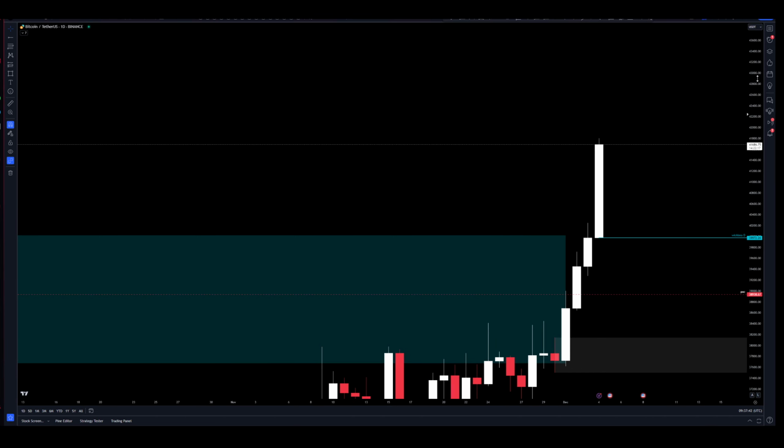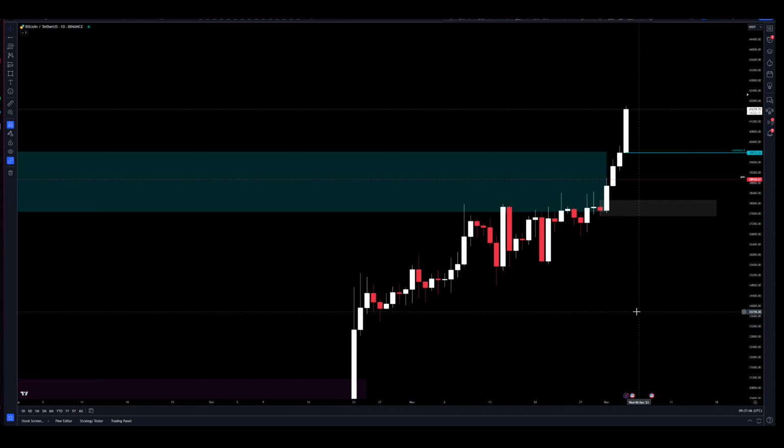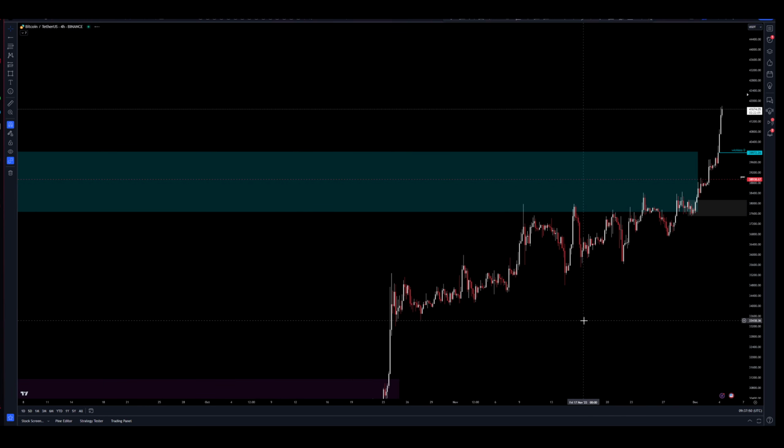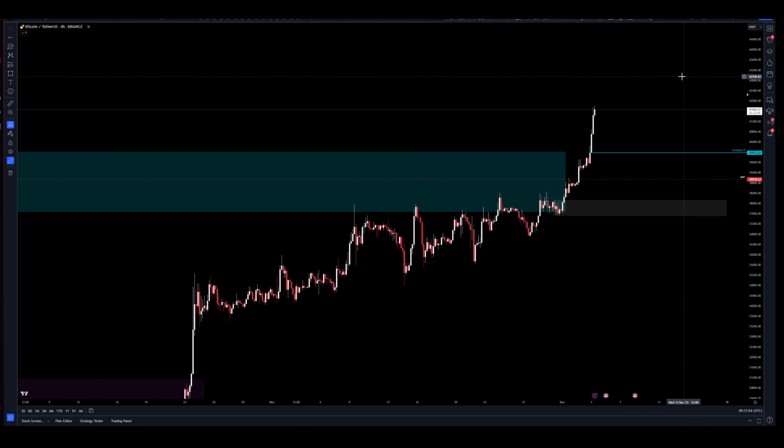Now, I did tweet earlier this morning, you can see that structure is very similar to ES. So it's just sort of grinding on that upward trajectory. I did tweet this morning, and I've been tweeting over the last few days, why would you be shorting this? Like, I talked about this in the crew. Why on earth would you short this?